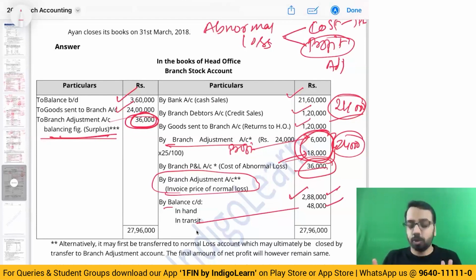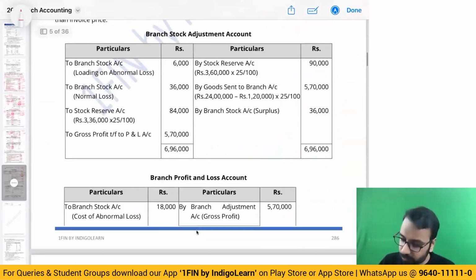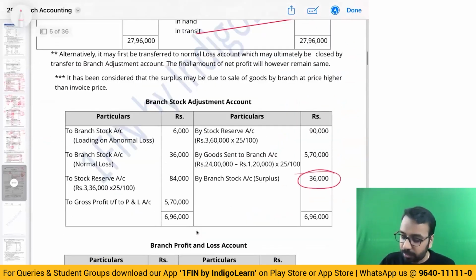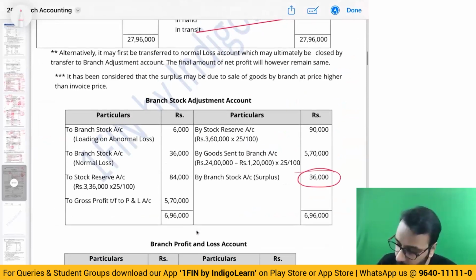That we don't need to worry about. We just need to worry about how to properly post these accounts. Right now, this 36,000 of surplus will be transferred to your branch adjustment account. Now, in branch adjustment account, what do we have? Opening stock reserve, closing stock reserve, 336, 360.